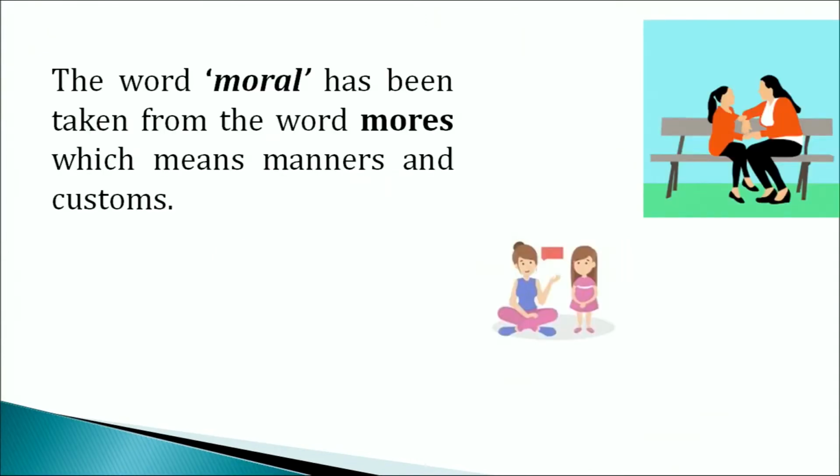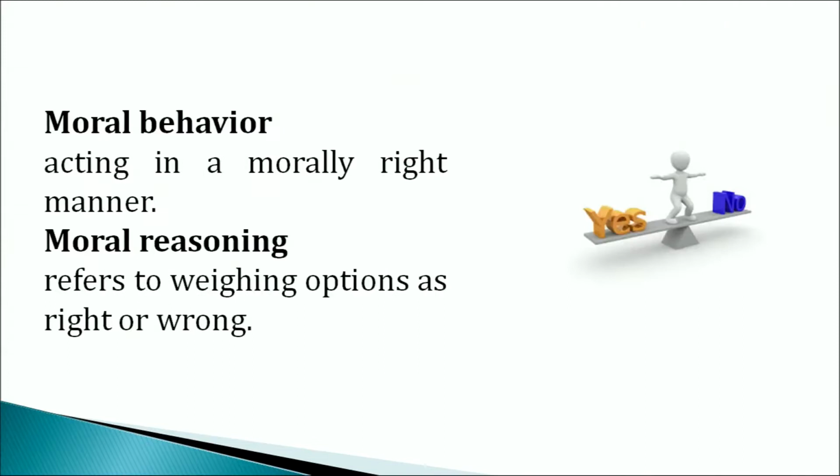The word moral has been taken from the word mores, which means manners and customs. In the simplest terms, it is a sense of right and wrong. It includes moral behavior, moral reasoning, and judgment. Moral behavior actually entails acting in a morally right manner. Moral reasoning refers to weighing the options as right or wrong. This is based on whether or not we are able to understand the multiple perspectives related to the problem.